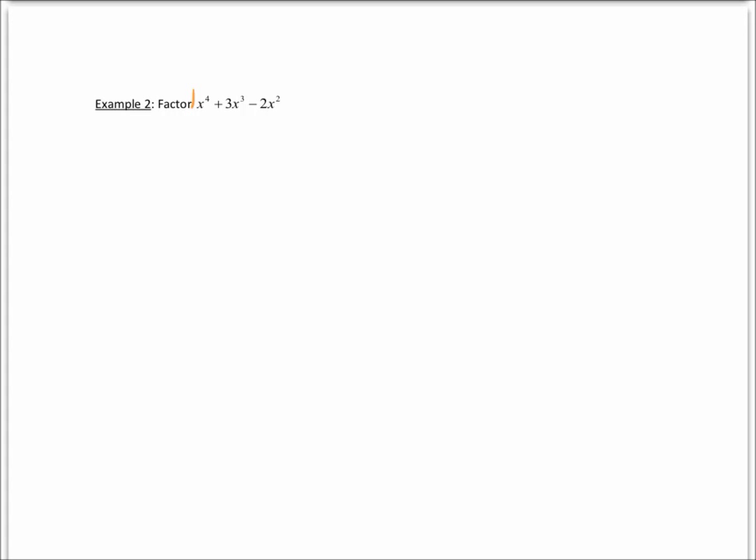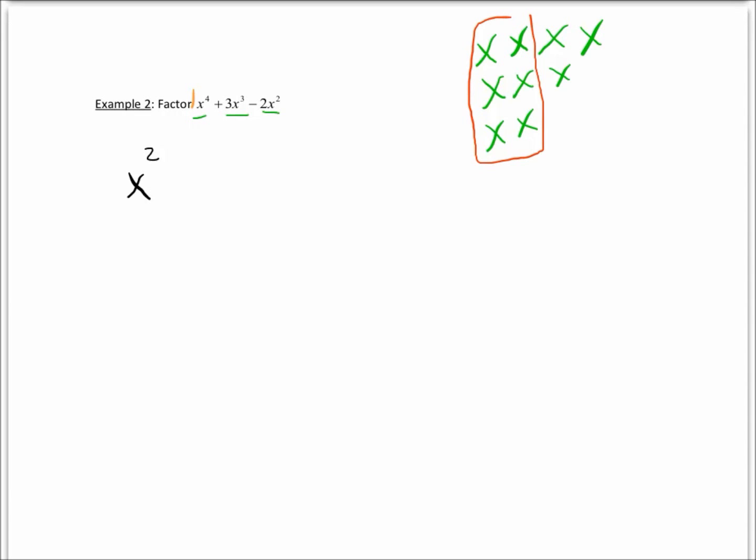Looking at the variables, we have 4 x's, 3 x's, and 2 x's. Let's write that over to this side. 4 x's, 3 x's, and 2 x's. It looks like every one of these terms has 2 x's in them. So that's what I'm going to use as my GCF, my greatest common factor. So I write my GCF, 2 x's. I write that x squared on the outside.